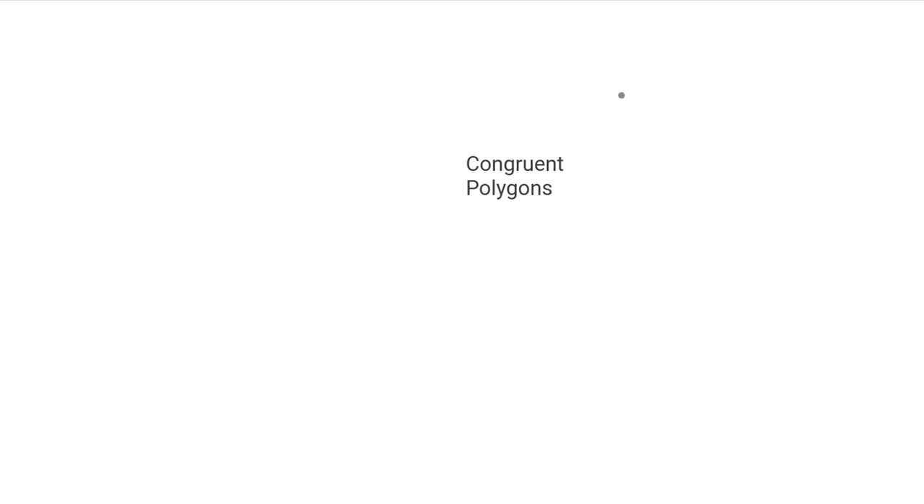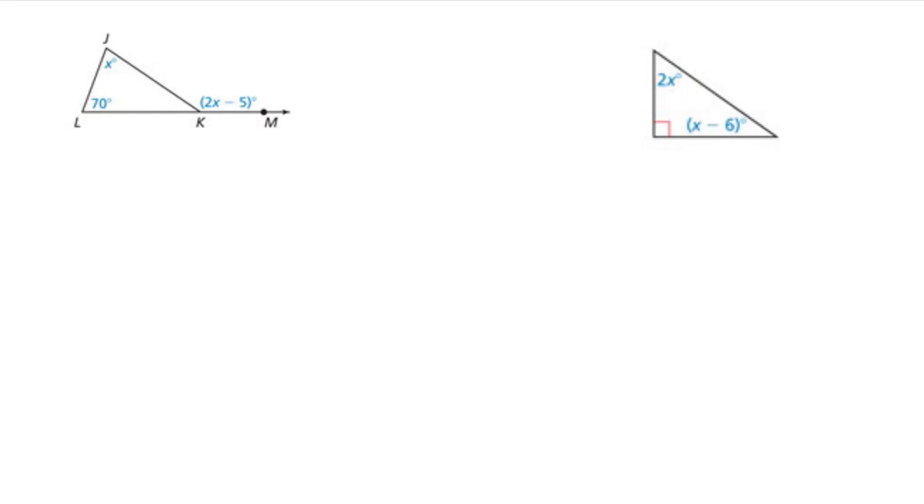Today we're going to talk about congruent polygons. So the first one has a triangle with a little bit longer of a line. If they had just given us this line and said 2x minus 5, because of our straight line or supplementary angles, I know that whatever this is, let's label it angle K.